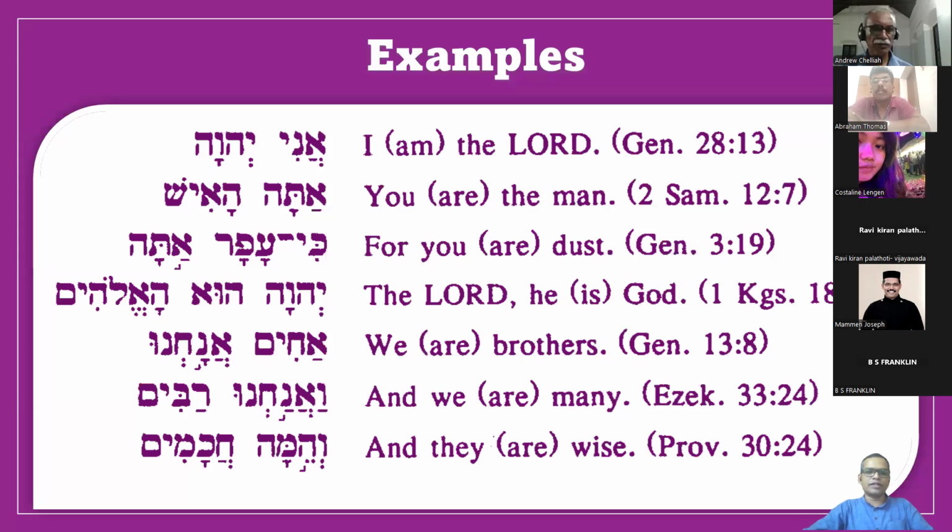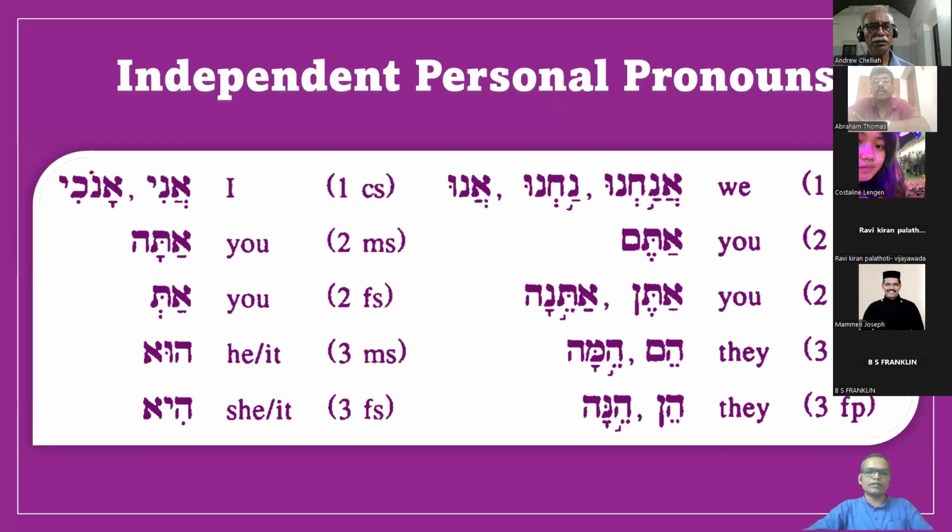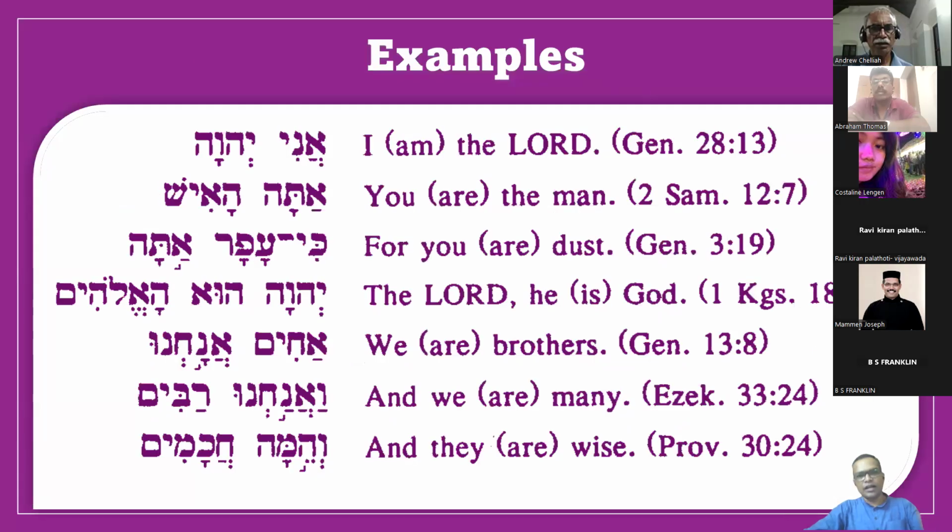So if you see here, it is second masculine singular independent personal pronoun. So when we are asked to parse word by word, then we should be in a position to say: he is the particle, afar is a noun, and ata is an independent personal pronoun, second masculine singular.